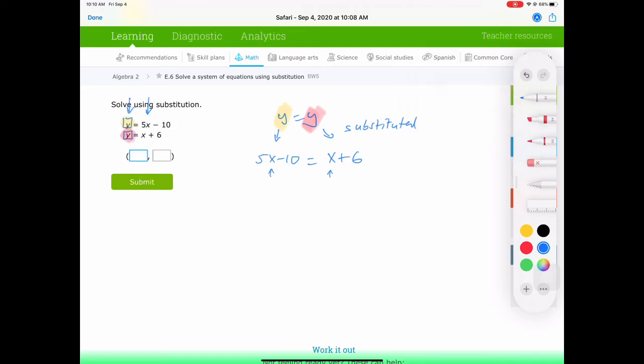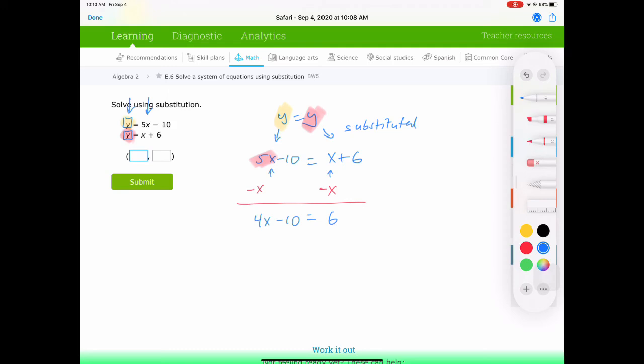Let's go ahead and see that this is now an equation with variables on both sides. So we're going to combine the variables first. I have more x's on my left, so I'm going to move the x on my right over. Opposite of plus x is subtract x from both sides. We have 5 minus 1 is 4x minus 10 equals 6.